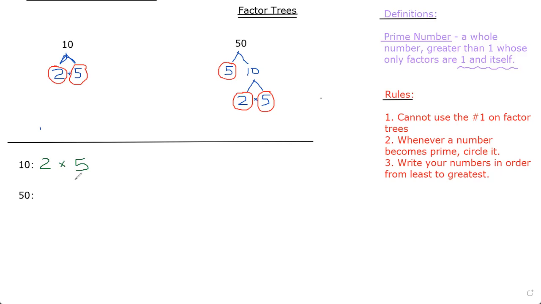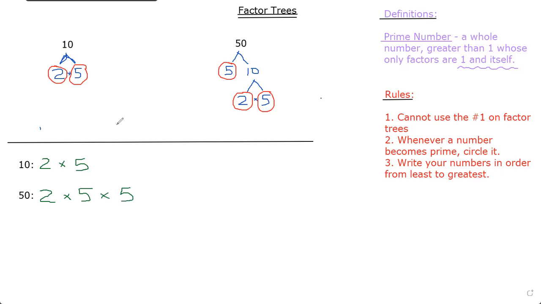All right, I'm finished with the number 10, and I'm going to move on to the number 50. And I'm going to write them in order. This is going to help, trust me, from least to greatest. So I see a 2 over there that's circled, and then I see two 5s. So I'm going to write 2 times 5 times 5.